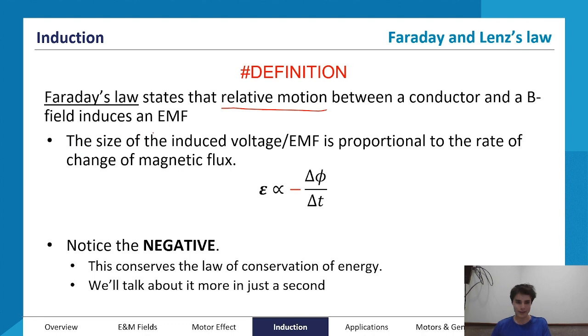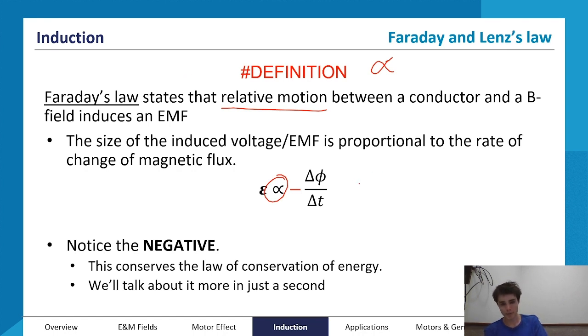Now, the size of that induced voltage is directly proportional to the rate of change of the magnetic flux. Basically, you have this formula here. If you've never seen this little half or three-quarters infinity sign, it basically just means proportional. If you're not super comfortable with the idea of proportional, it just means the only thing that's left is some kind of constant or proportionality factor.